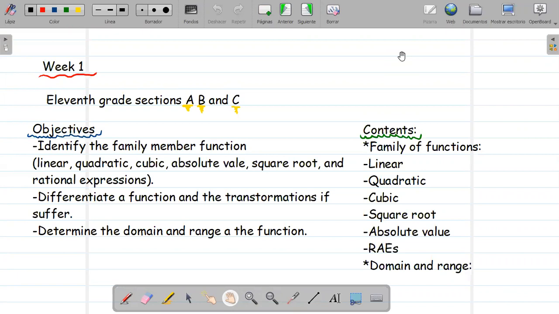I'm recording this class because I don't know if this week we will have all the time of classes to conclude many things about the topic. And I'm explaining it here because there's a homework which will be related with this first week's content. So, for this first week, my 11th graders, we have the next objective. We want to identify the family member of a function.